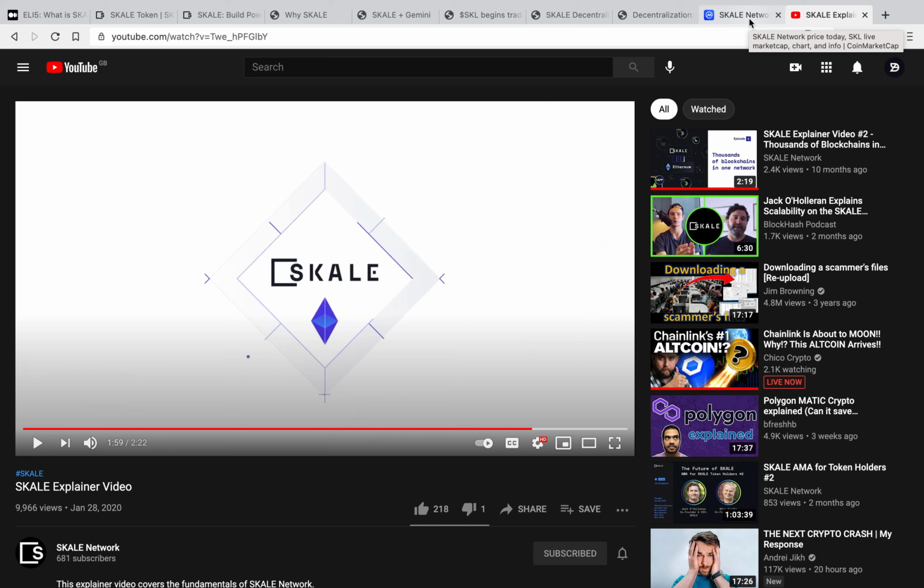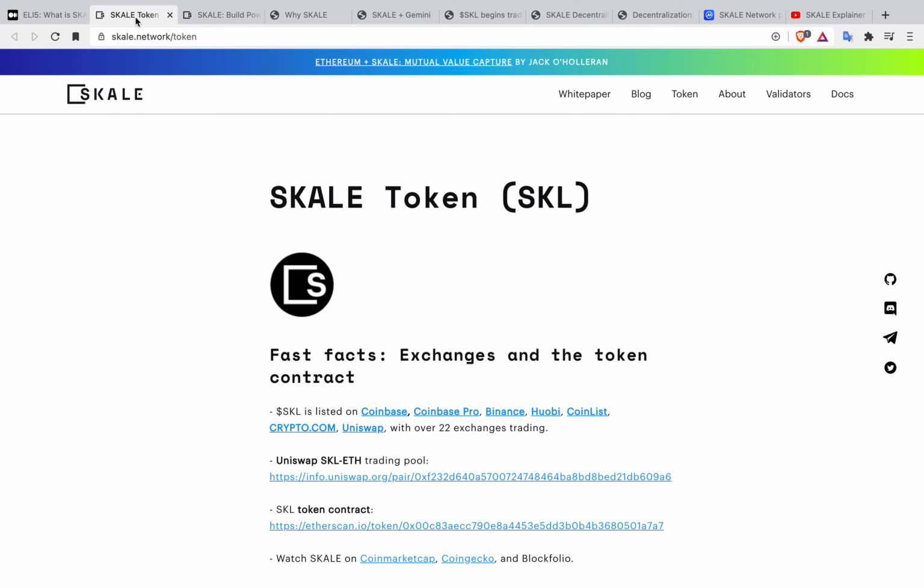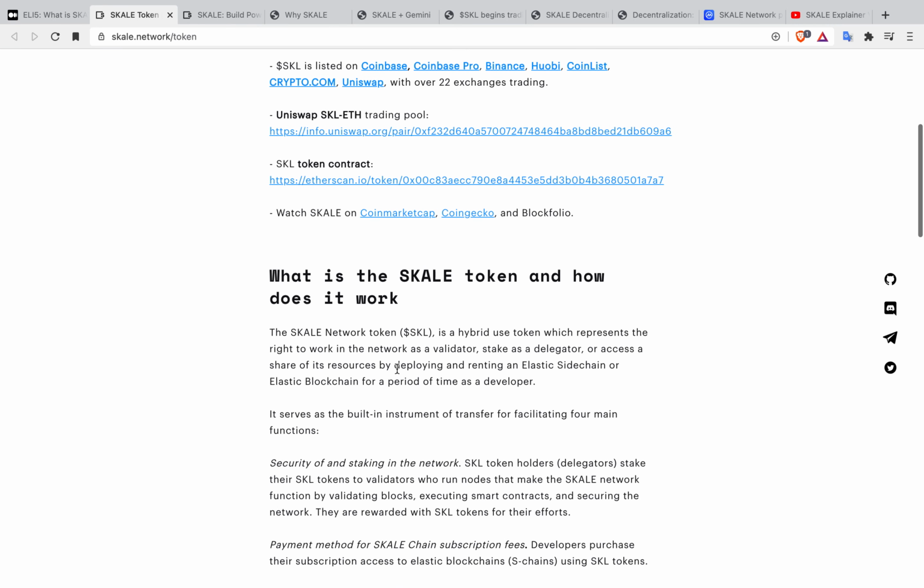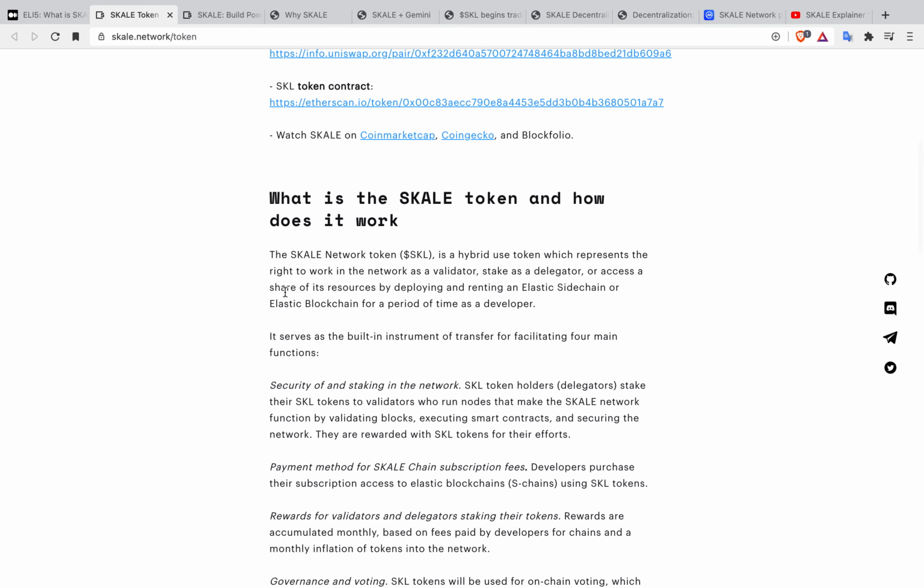But unfortunately, many cryptocurrency exchanges are not very scalable. So this is where SKALE comes in, right? It can be explained very simply. What is the SKALE token and how does it work? And it's more than just a token.